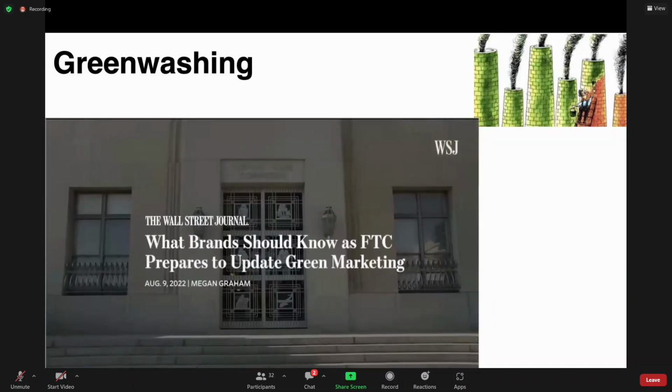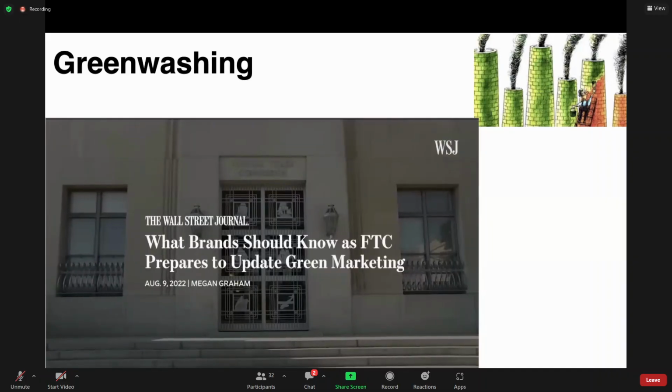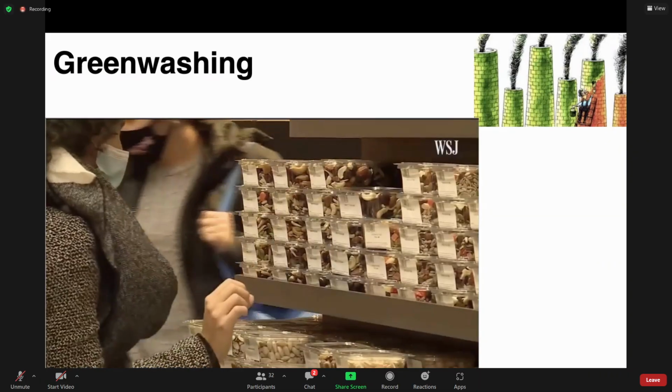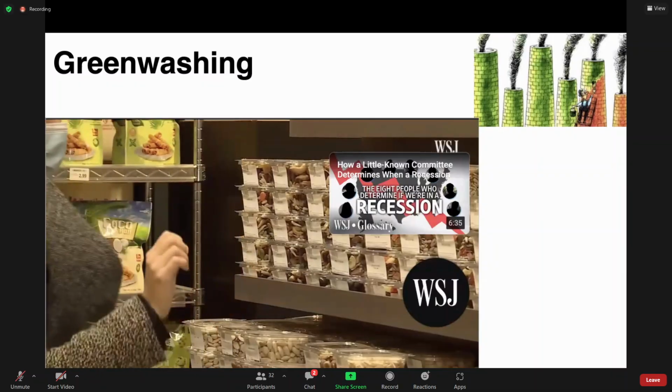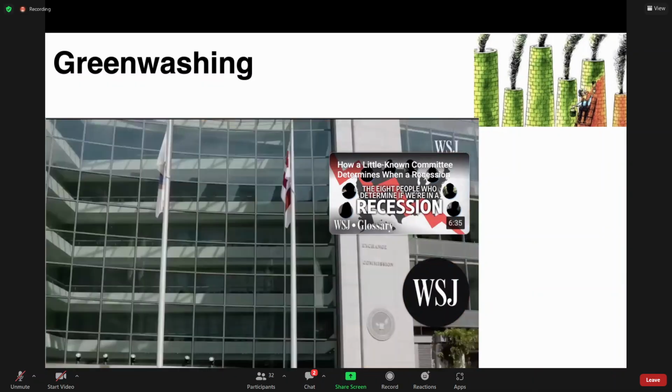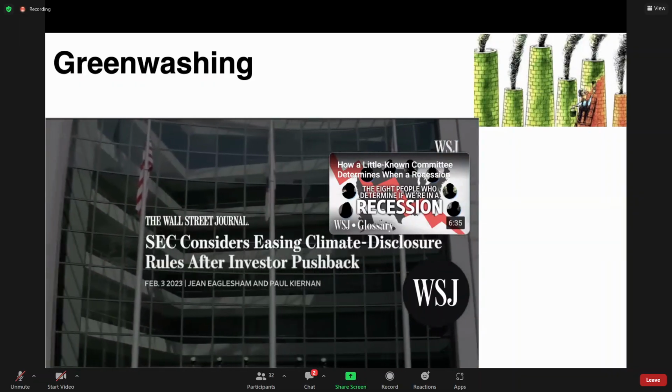The Federal Trade Commission is discussing rules that would regulate environmental marketing claims. It also wants to penalize companies for each time a product uses deceptive language. And the SEC is proposing new disclosure and naming requirements for ESG funds.